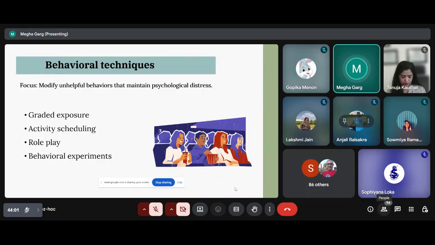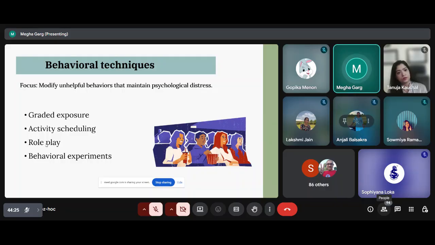and some social activities. This is an example where four people are sitting together and watching a movie. This is an activity scheduling to a client where we ask the client to go for a movie with your friends. A kind of enjoyable activity. So the next one is role play.